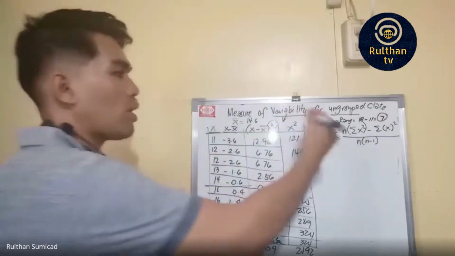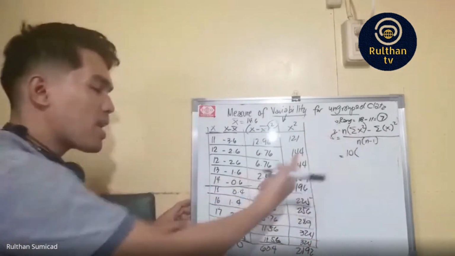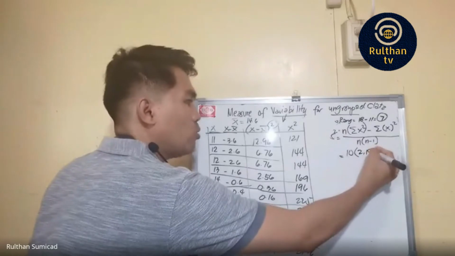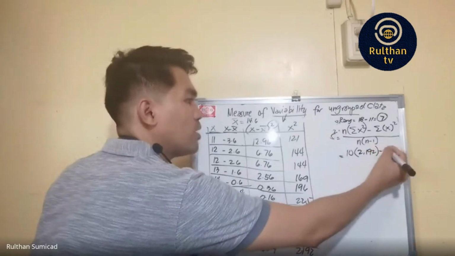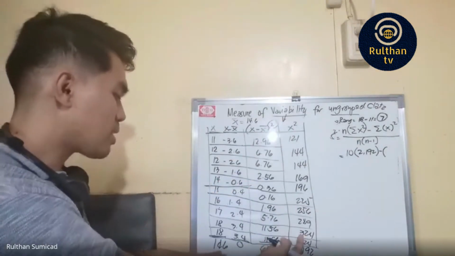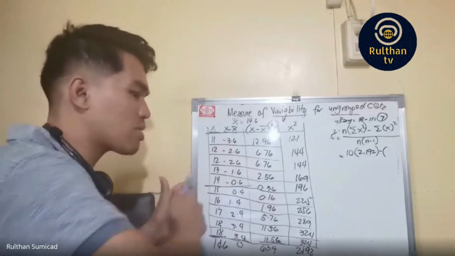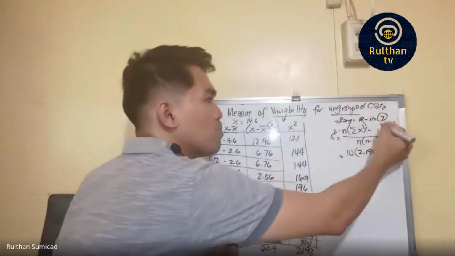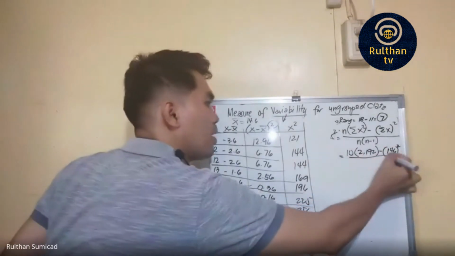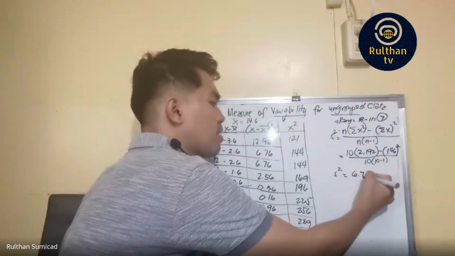Okay, to solve for this one, we'll just simply substitute. Our n here is 10 times the summation of x squared, that's 2,192, minus the summation of x squared. Sorry, the formula here is not correct. This is outside. This is supposed to be like this, which is 146 squared divided by 10 times 10 minus 1, 6.71.